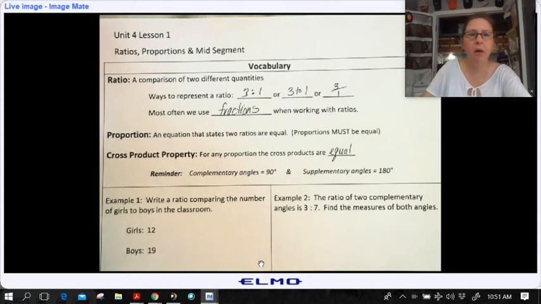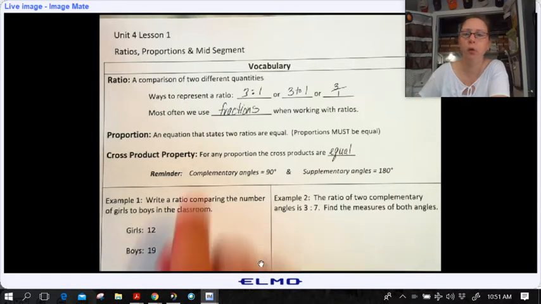Guys, today we're going to do Unit 4, Lesson 1, which is the start of our unit on similar triangles, okay? The entire unit is going to use proportions and ratios, so I wanted to start our unit out by briefly talking about what they are and start getting accustomed to how to work with them, okay?